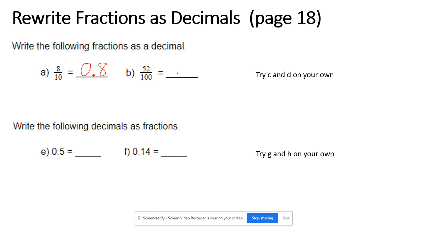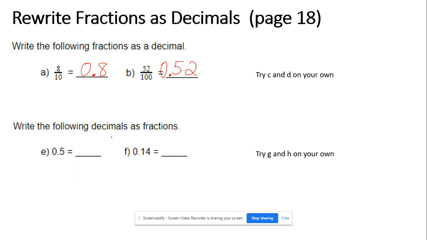52 hundredths means that 2 needs to be in the hundredths place. So I put the 2 in the hundredths place, meaning the 5 goes into the tenths place. Our decimal always goes to the left of the tenths place, and there are no wholes. Try C and D on your own.